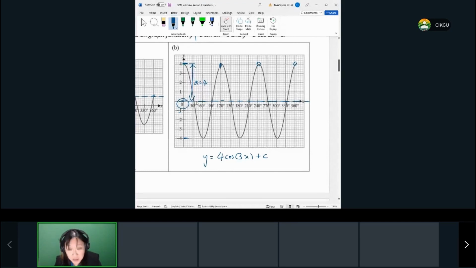Possible, why not? Okay, cross at 0. So that means, how does the function look like? That means it's just Y equals 4 cosine 3x plus 0, which means plus nothing. That's it. That's the final answer.